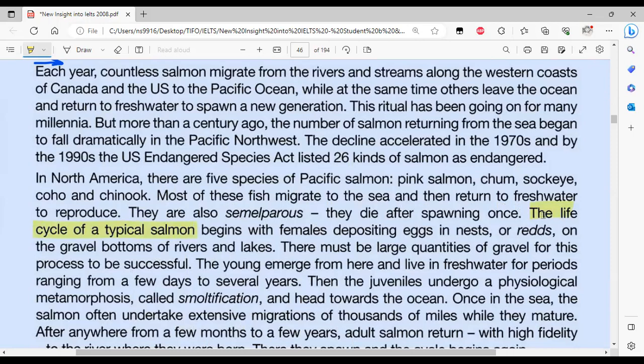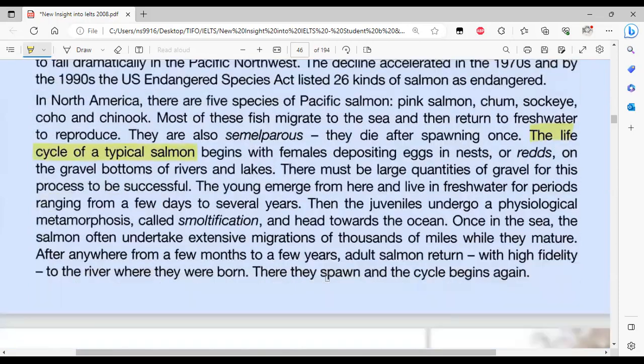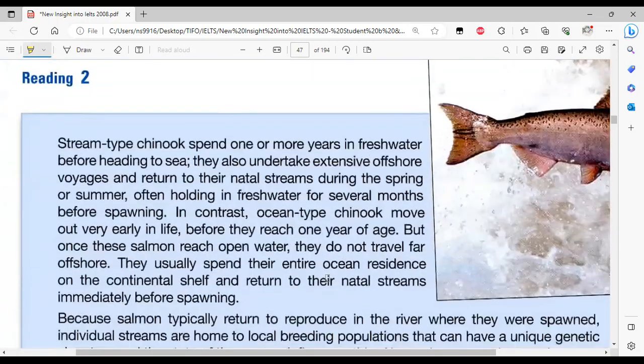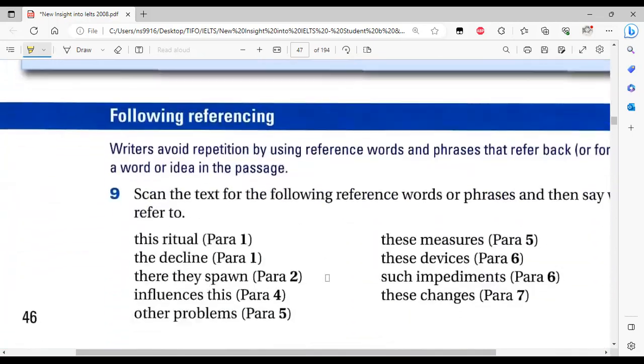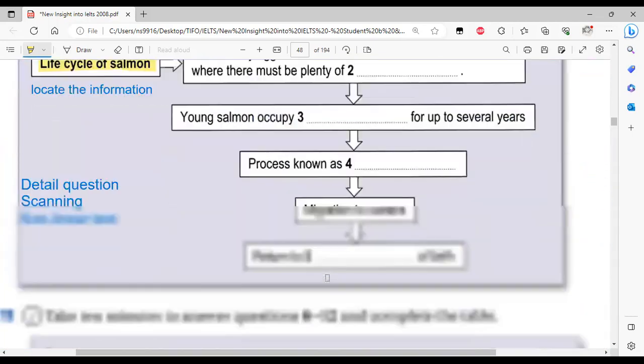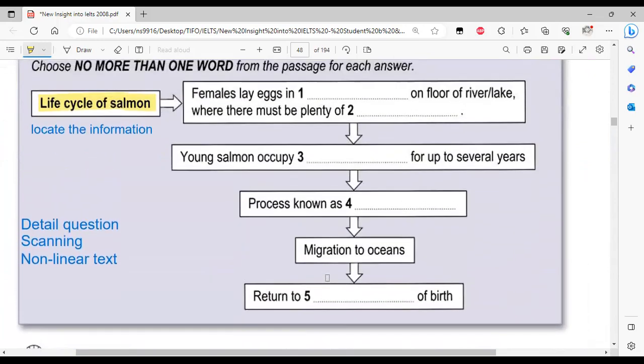Okay, now I have found the phrase. Now this means that I have located the information. So it means that all the answers will be in this area. Now what do I need to do? I need to read the summary before reading the text. Okay, so I will read the summary. Oh my God. Now this gives me a headache.